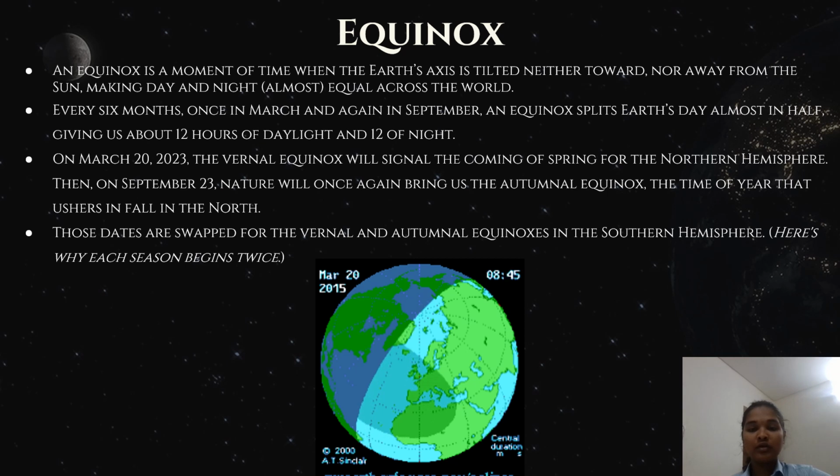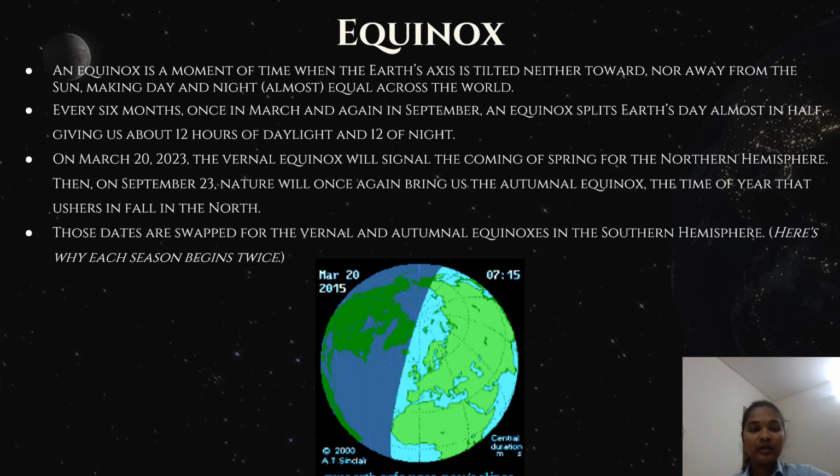This is the motion which gives the result of day and night. It's nothing but equinox. Because of the rotation from south to west, we get 12 hours of daylight and 12 hours of night daily.